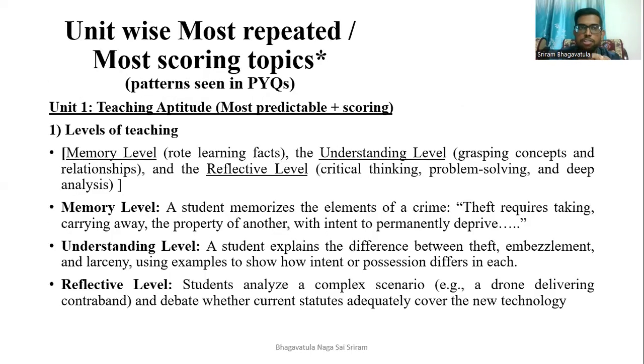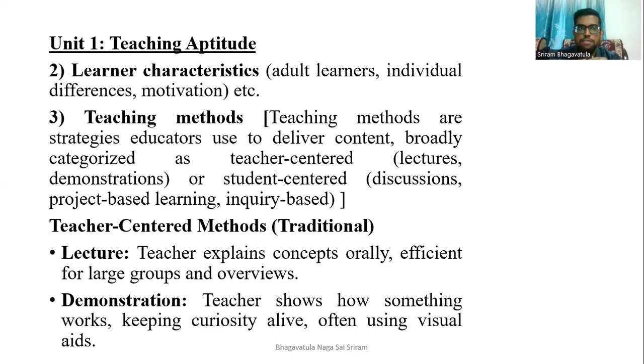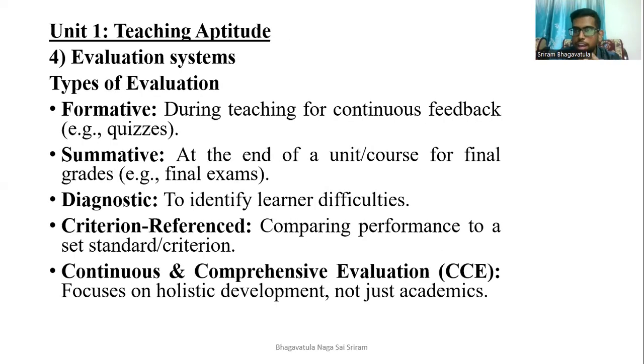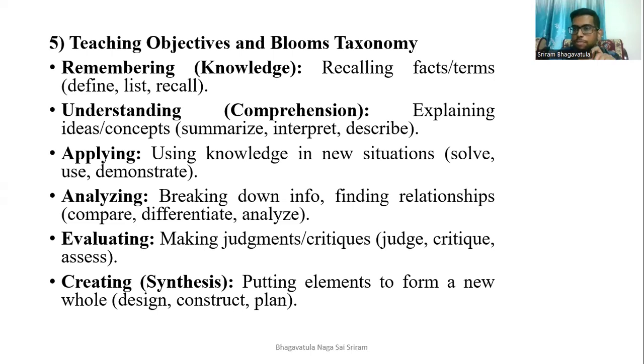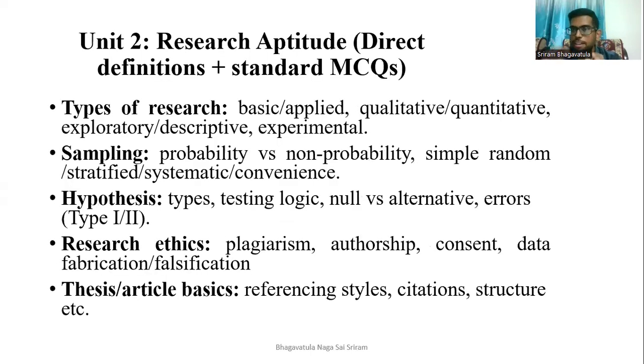So in this unit you need to focus on levels of teaching, which is the first one and very important. Second is learner characteristics. The next one is teaching methods. Next is evaluation systems. Next is teaching objectives and Bloom's taxonomy. Now we'll move to unit 2.